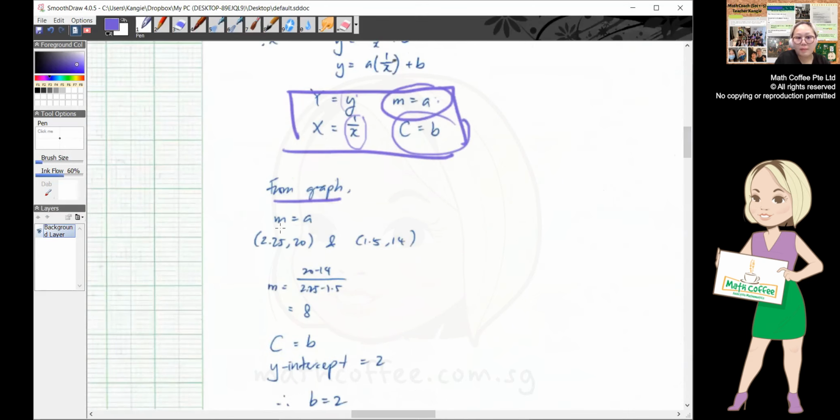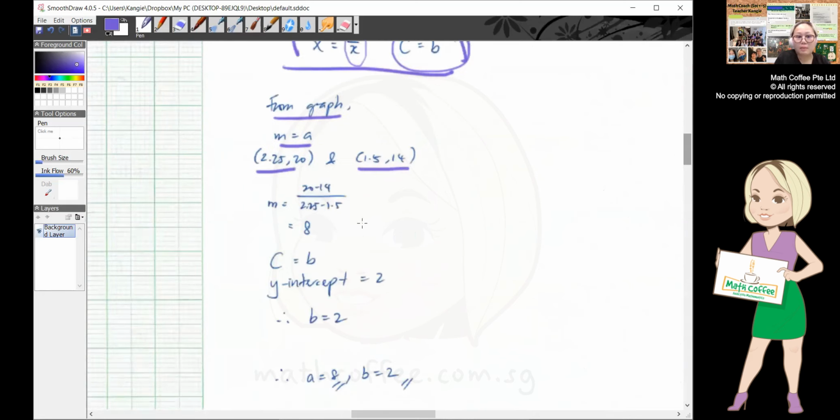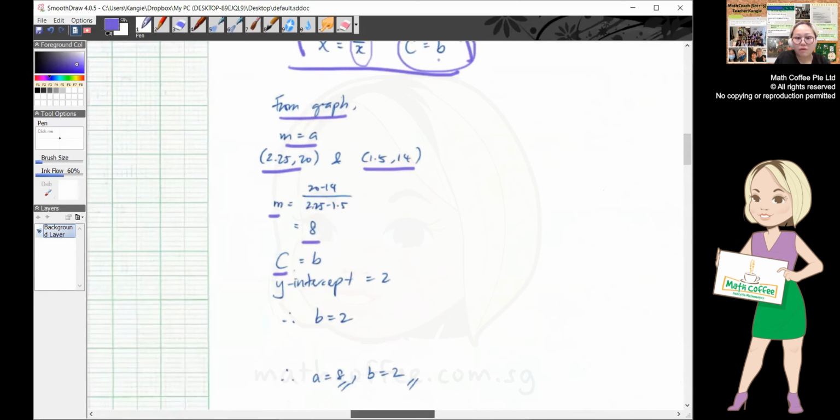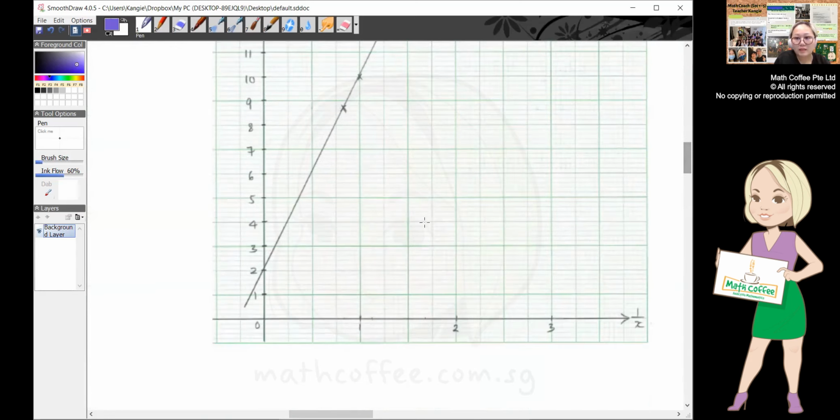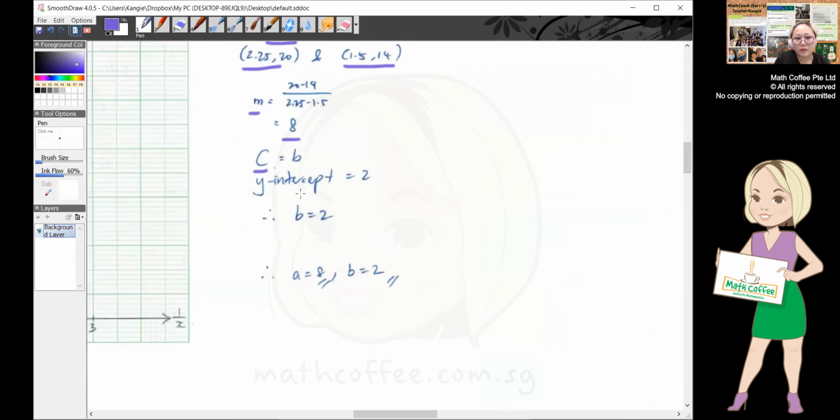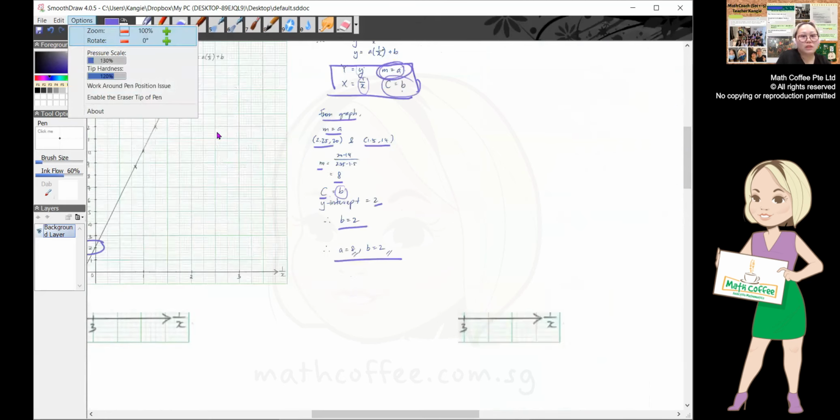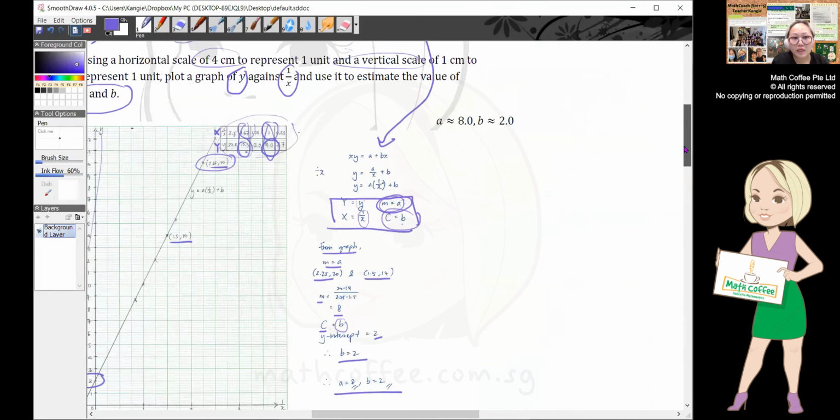Then what I do is I always write like this: from the graph, my gradient, for this case A, so I write out the 2 points, then I apply the formula. Gradient equals blah, blah, blah, so it's 8. Next, we know that the y-intercept for this case is B. From the graph, you can see that the y-intercept is 2. So in other words, B is 2. In the end, A is 8 and B equals 2. So this is how you do this kind of linear law question.